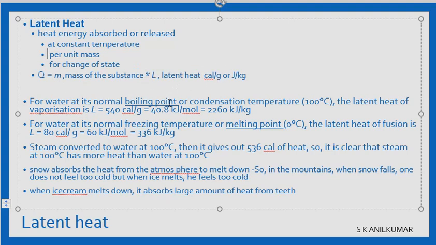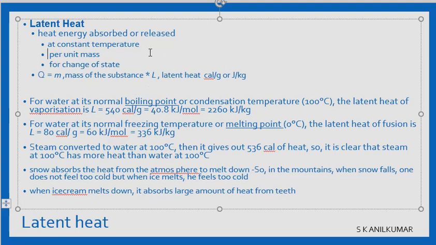For water, the boiling point or condensation temperature is 100 degrees centigrade. At 100 degrees centigrade, water becomes water vapor. So the heat energy absorbed or released for becoming water vapor, for water at the boiling point, is 540 calories per gram. It can also be written as 40 kJ per mole, or 2260 kJ per kilo. This is the latent heat for water.